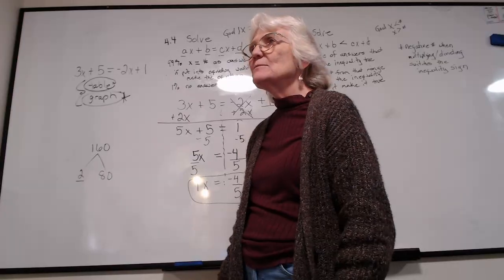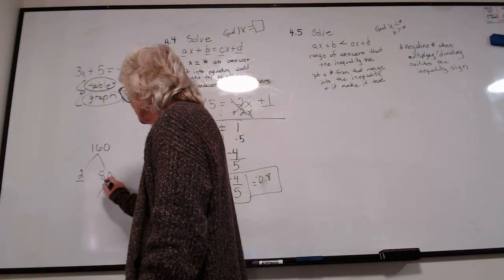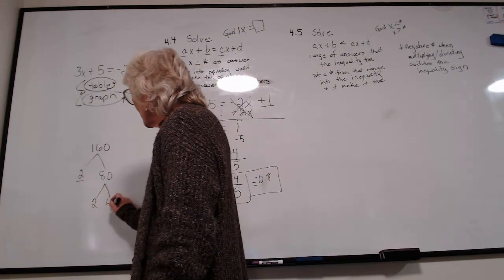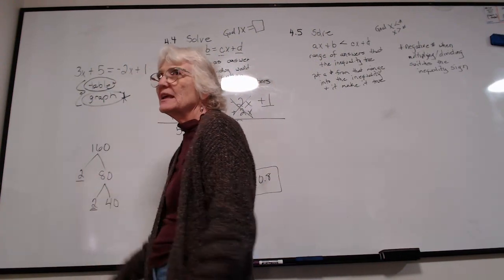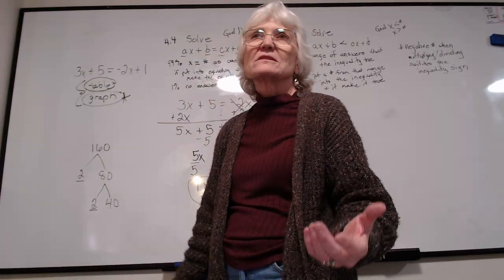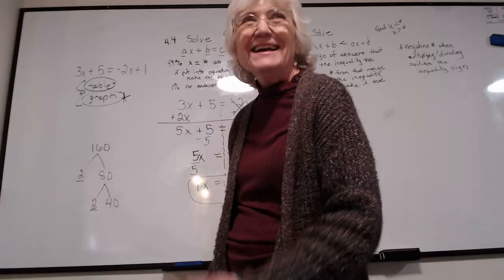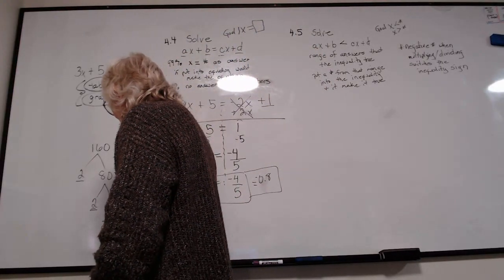Can I think of any numbers that multiply to give me 80? Yes, 40 times 2. Okay, 40 is not prime, so I can break that down. 40 is 20 and 2. You're going down by 2's all the time.